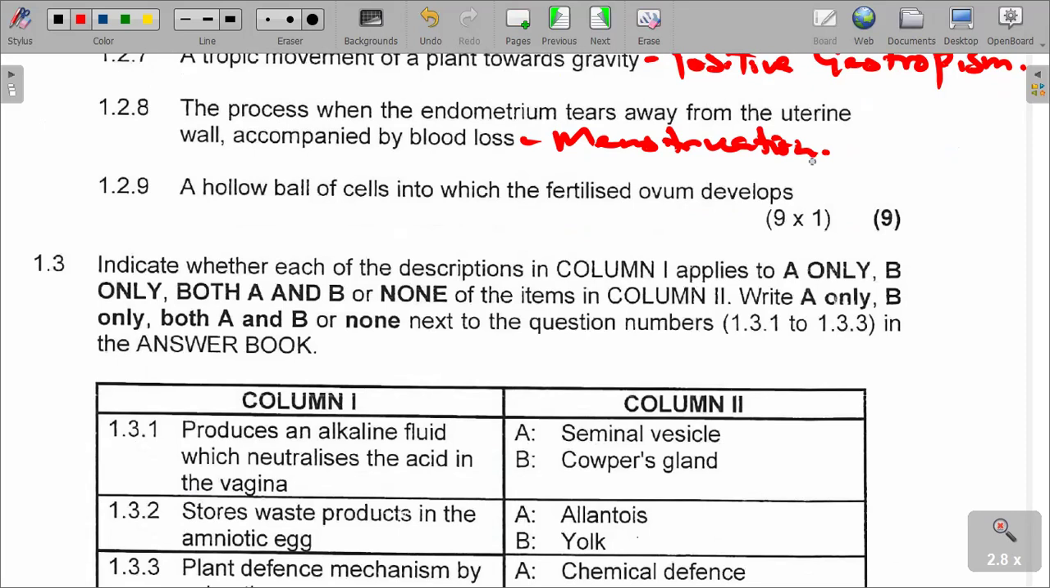A hollow ball of cells into which the fertilized ovum develops. This question is quite common. You can refer to it quite a lot, and the same question comes up in long questions, where you are asked to explain the stages of development from fertilization to implantation. So the ovum develops into a blastocyst.